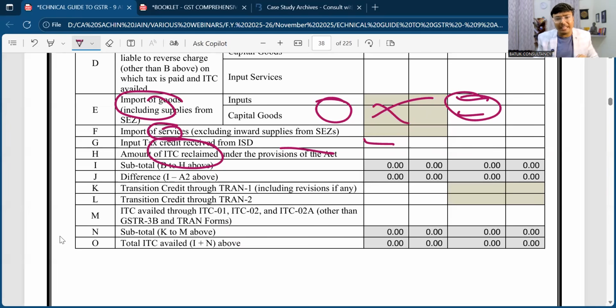As cross charge is not applicable from 1st April, but yes, for the preceding period, you have to show the cross charge ITC. We will discuss the mechanism. Okay. Yes, sir. Imported from special economic zone, there is a requirement.